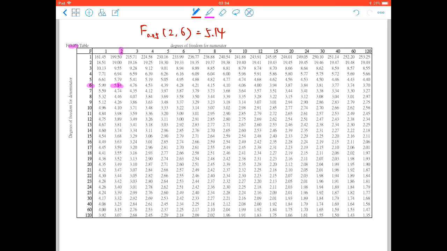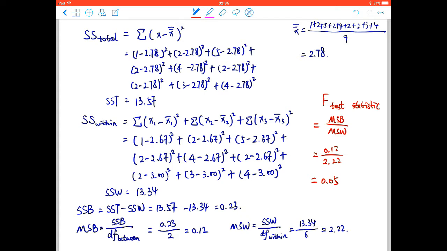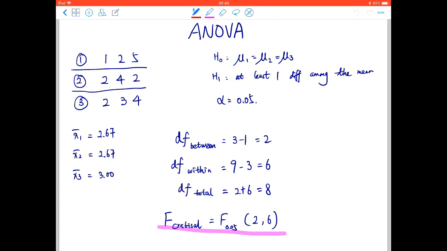We compare it with the F statistic, and we know that 0.05 is less than 5.14, which means we fail to reject H null. There is no significant difference between the three groups. So we can conclude that mu1 is equal to mu2 equal to mu3.